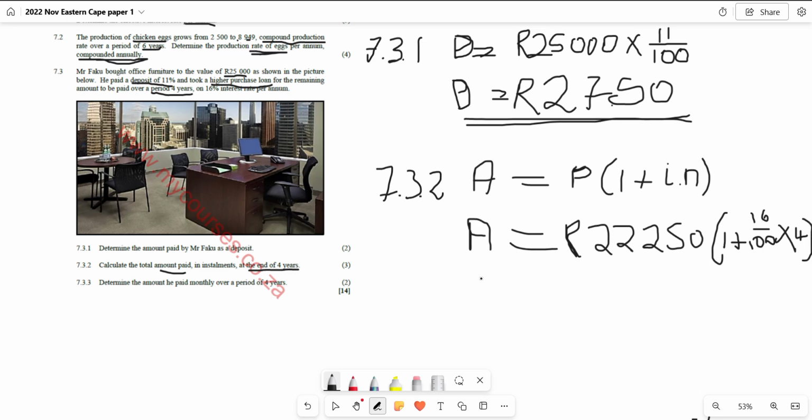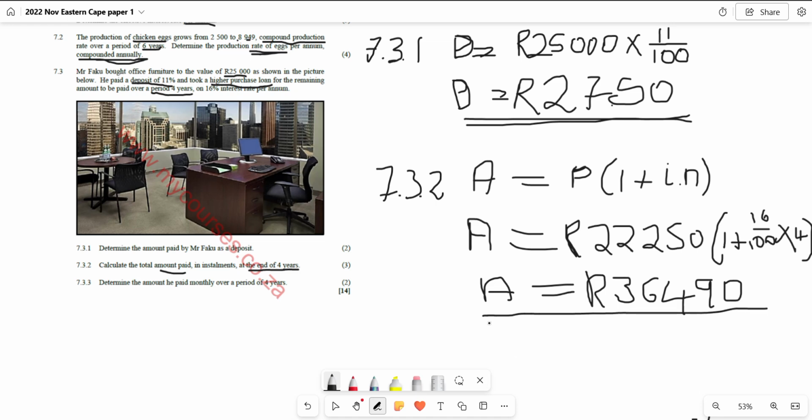Close bracket there. Then this is going to give us the total amount that Mr. Faku is going to pay. Then 22,250 in bracket 1 plus 16 all over 100 multiplied by 4. Then in total, Mr. Faku, after a period of 4 years, will be expected to pay a total amount of 36,490 rands. That is the total amount that Mr. Faku paid for this particular furniture at the end of the 4-year period. 36,490 rands.